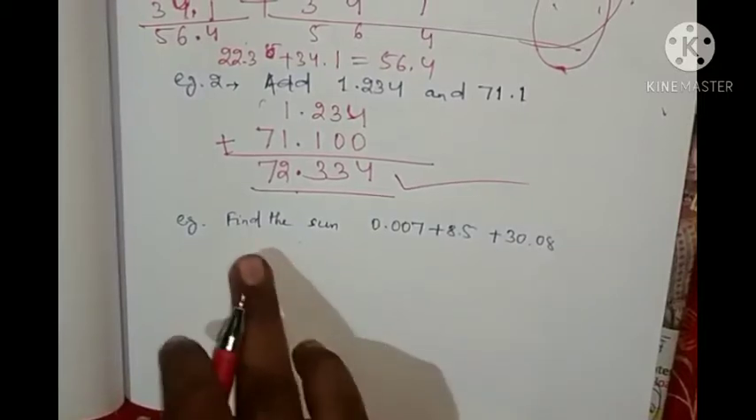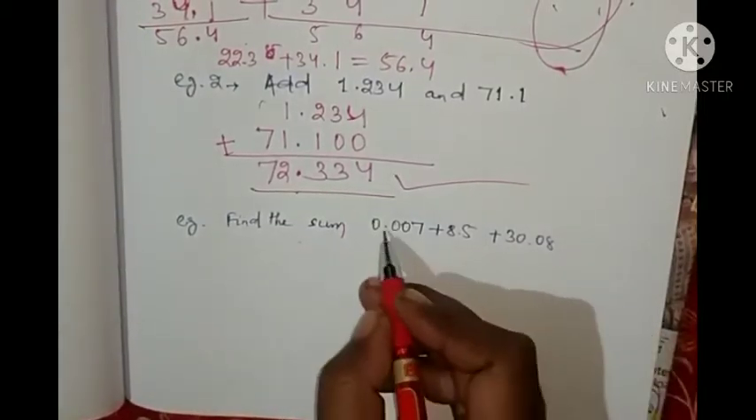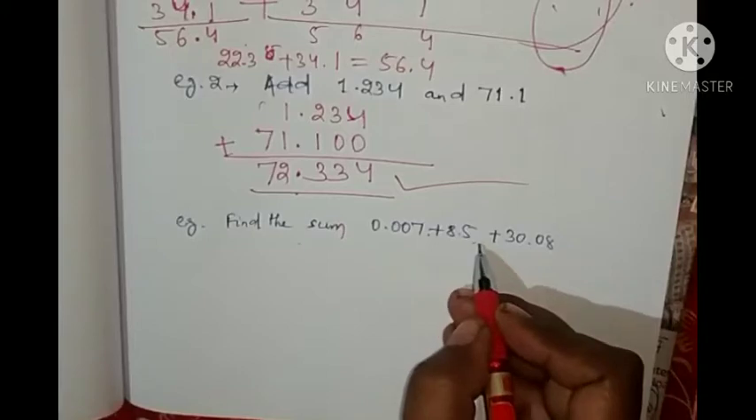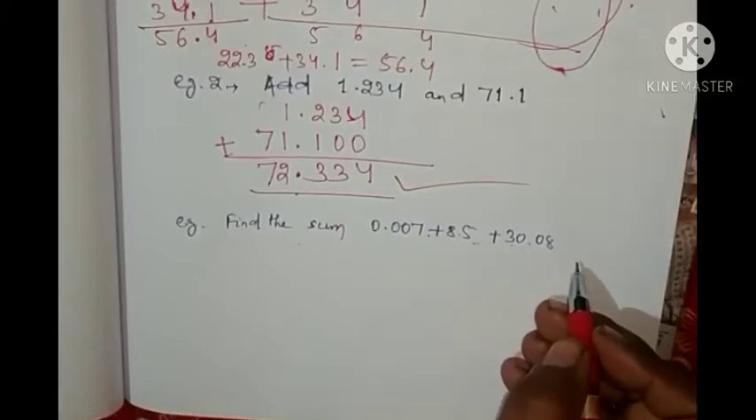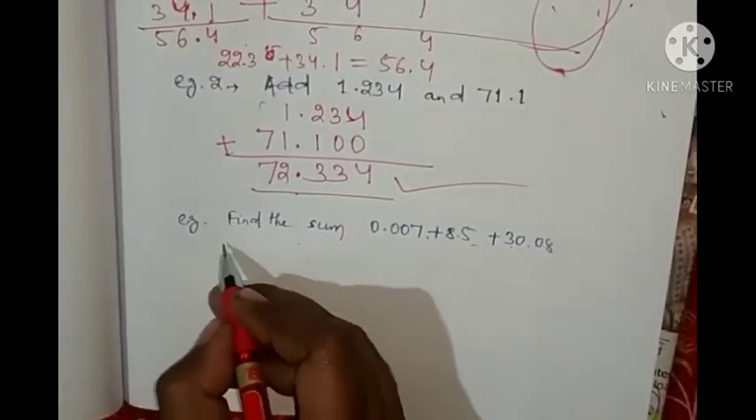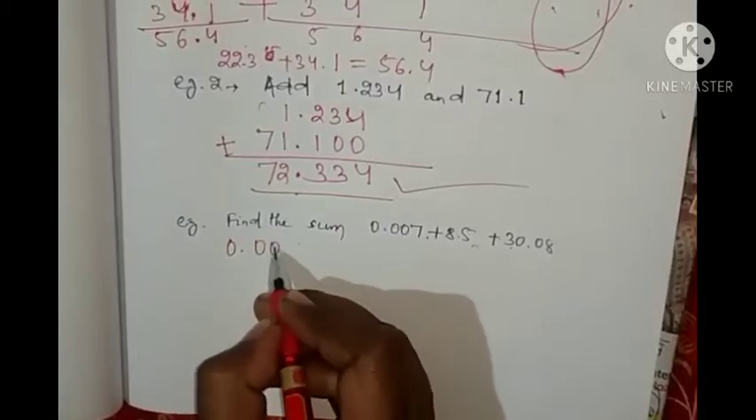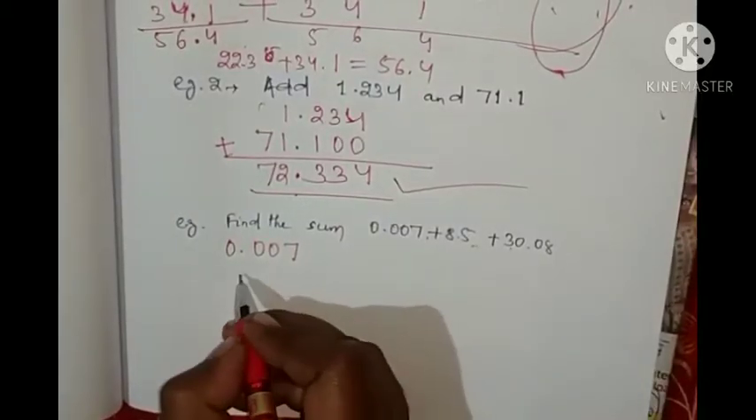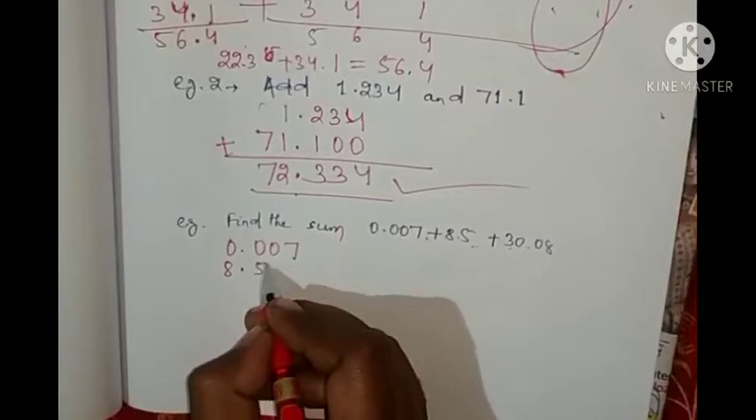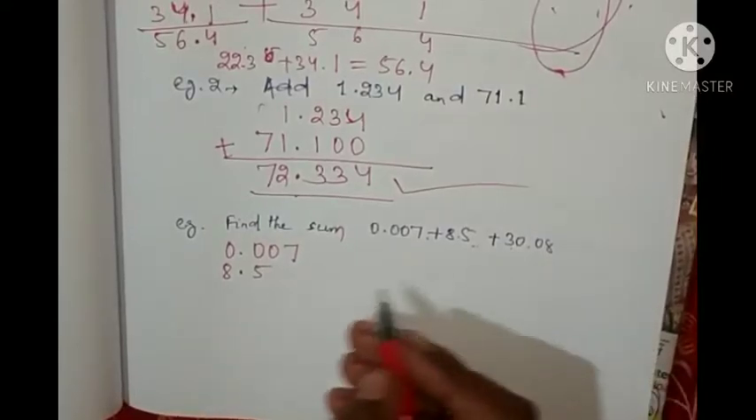Next, find the sum of 0.007 plus 8.5 plus 30.8. Write in the same way: 0.007, 8.5 with the point here, then 30.08.